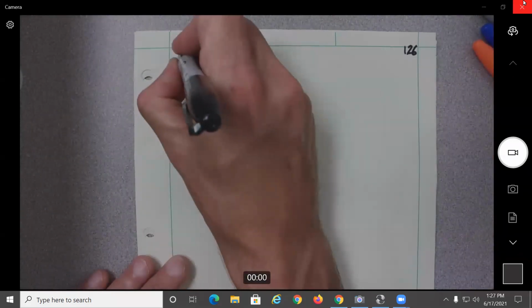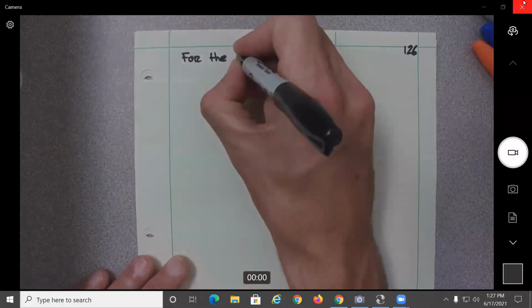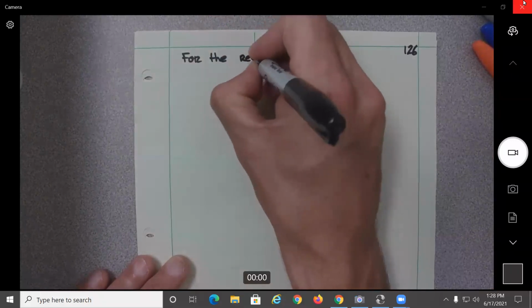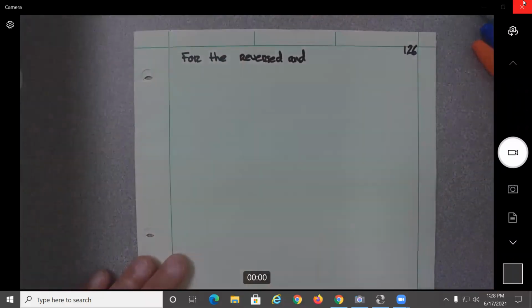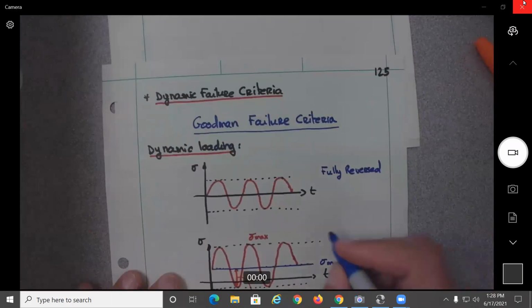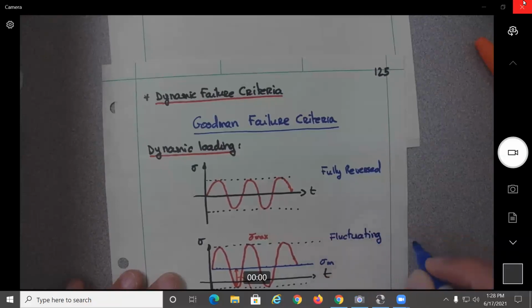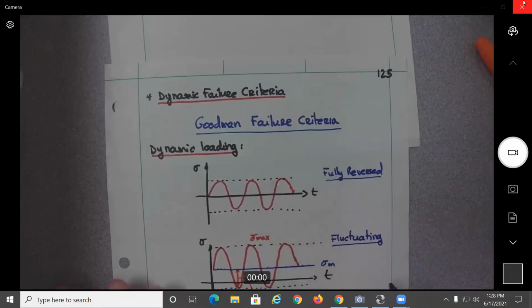Okay, so for the previous one, or for the reverse, and oops, maybe I forgot to put something here. Sorry for that. So this is the fully reversed. This is called the fluctuating case, because it's going to fluctuate between a mid-range value.